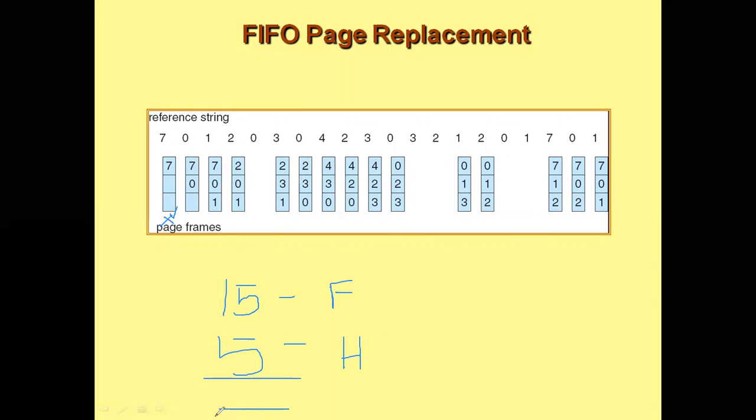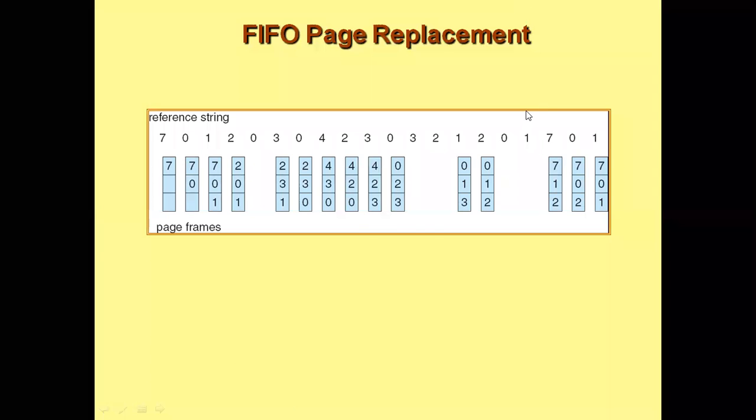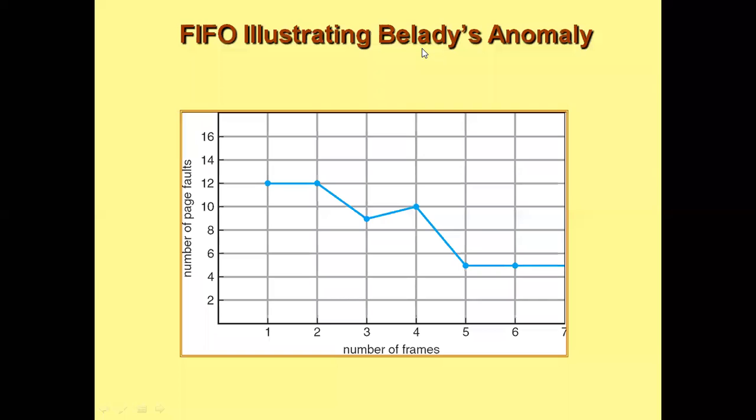Now, I had also mentioned that there is an anomaly called Belady's anomaly. Here this graph shows it. Initially I told you that if you increase the number of frames, then the number of page faults will decrease, or if you decrease the number of frames, the number of page faults increase. But there is a condition in FIFO: sometimes when you increase the number of frames, the page faults also increase. So let's see here.